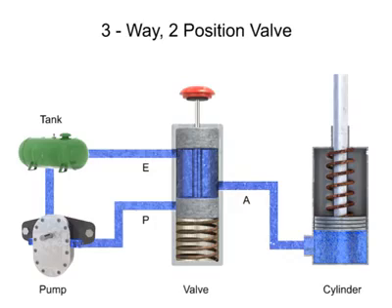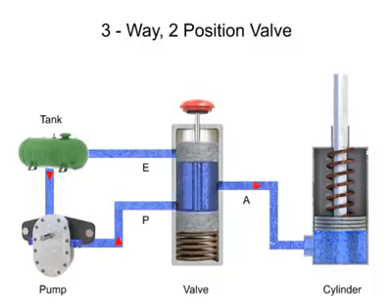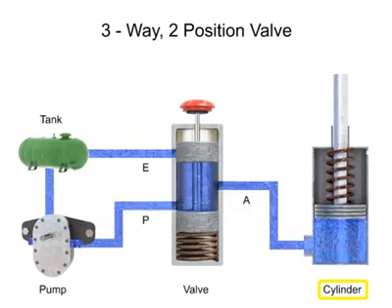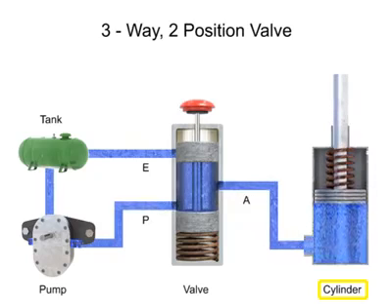3-way directional control valves have many applications in fluid systems. One of the most common applications is for the control of single-acting cylinders. In this application, fluid is pumped from a tank to pressure port P. With the valve in the normal position, fluid is blocked. When the valve is actuated, fluid flows from pressure port P through outlet port A to the cylinder. The cylinder extends and remains extended until the valve changes positions.